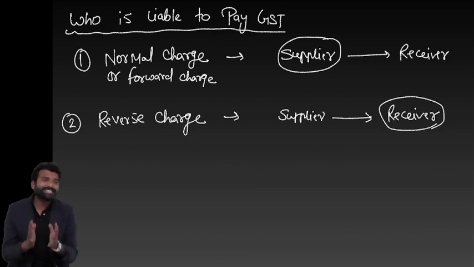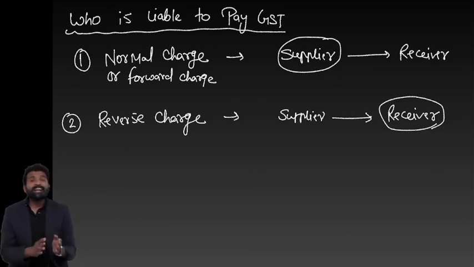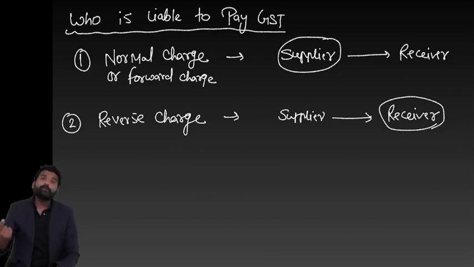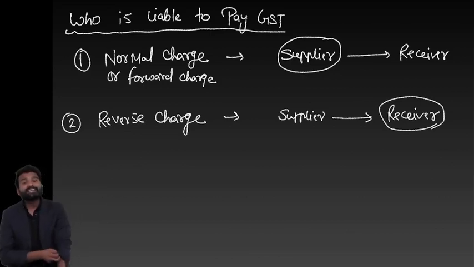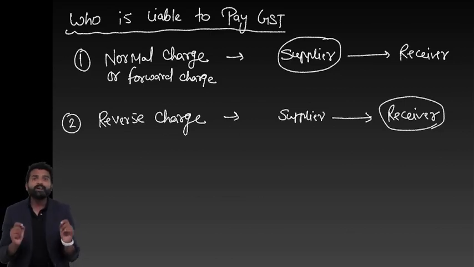But in some cases, the government applies reverse charge mechanism, where the tax will not be collected by the supplier. The receiver will directly pay the tax to the government. The receiver will not pay the tax to the supplier. The receiver will directly pay tax to the government. That concept is called reverse charge mechanism.